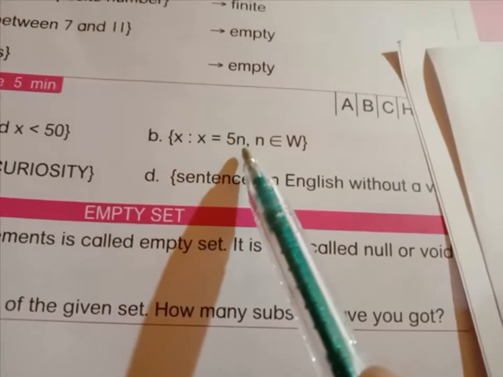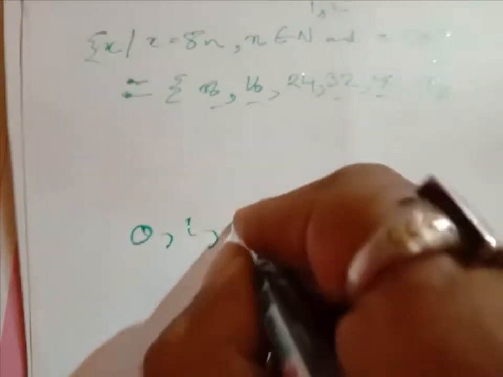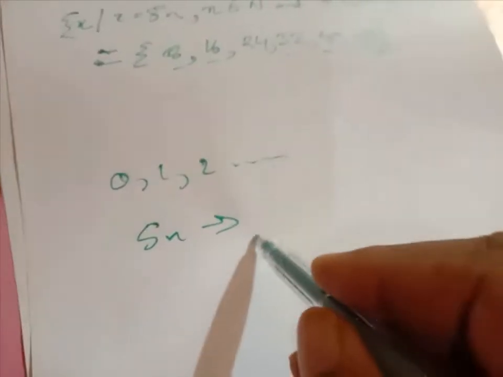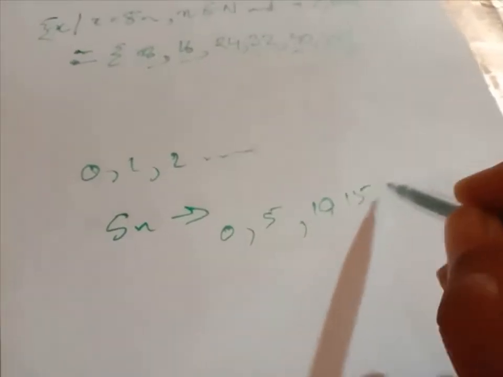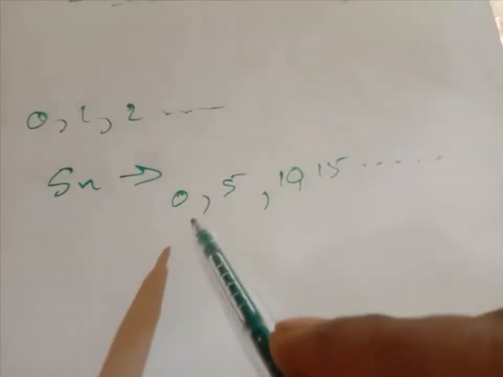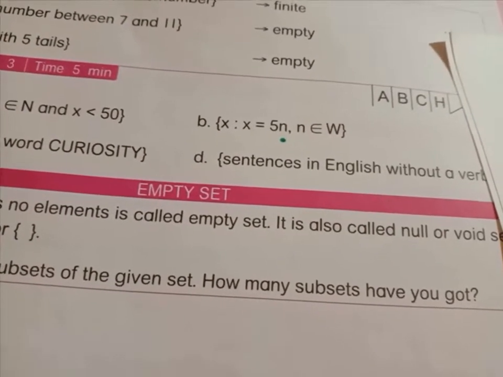Okay, now in question number B, x such that x belongs to 5n, that means multiples of 5 where n belongs to whole numbers. So whole numbers are 0, 1, 2, dot dot dot. So we have to write 5n. 5n's will be 5 into 0, 0, 5 into 1, 5, 5 into 2, 10, 5 into 3, 15 and so on. As we cannot count the total number of whole numbers, we cannot count the total number of elements in this set. So the set given in question number B will be an infinite set.